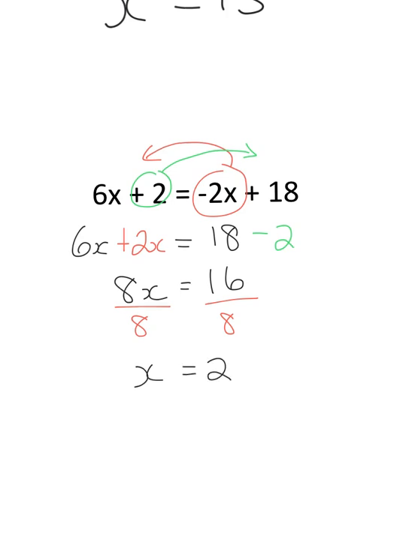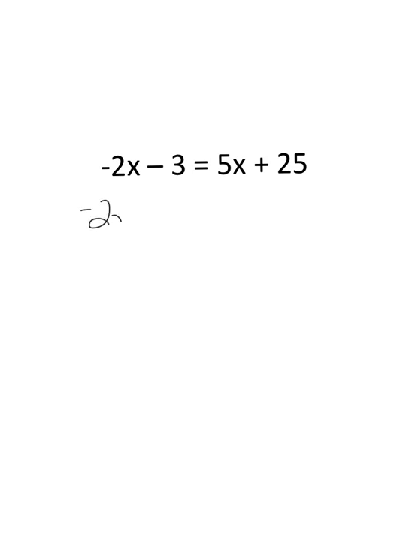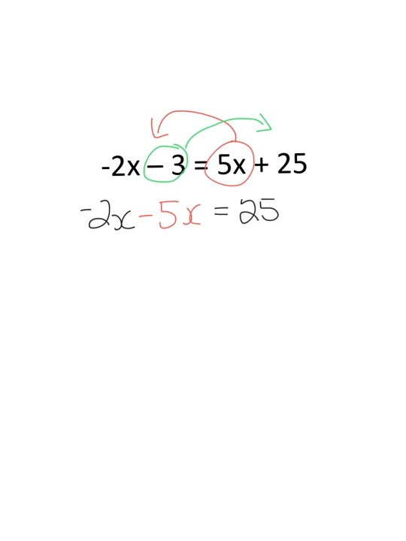Okay, let's try the next one. I'm going to leave my negative 2x on the left, and I want to bring over the 5x. So I'm going to take this 5x and bring it over to the left-hand side. It was positive on the right, now it's going to be negative on the left. And I'm going to take my negative 3 on the left and move it to the right. So I have 25, and I'll end up with a positive 3.